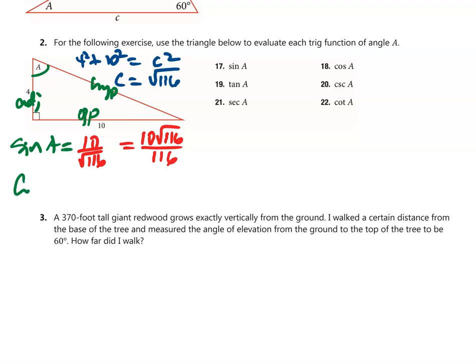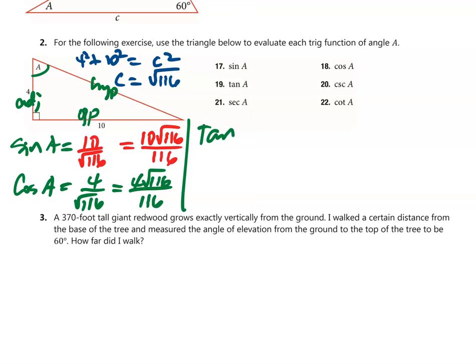Next, cosine of A is adjacent over hypotenuse, so that is 4 over square root of 116. And again, if you multiply this by square root of 116 over square root of 116, that is 4 square root of 116 over 116. Next, tangent A, opposite over adjacent, that is 10 over 4.